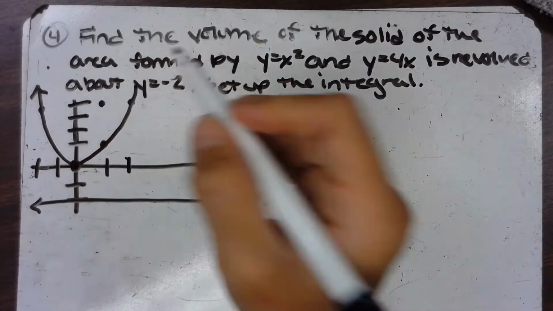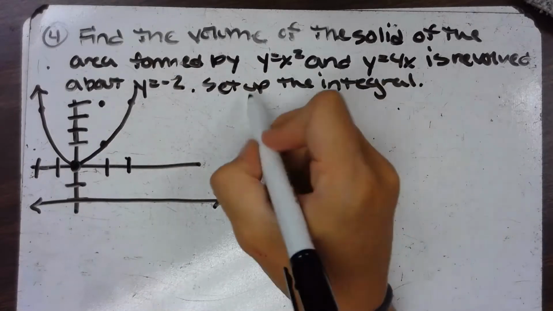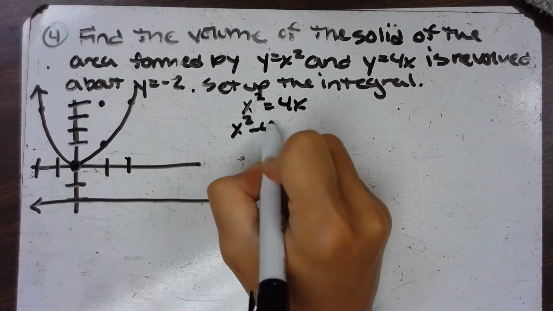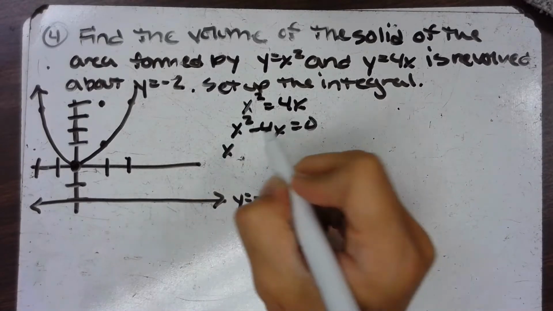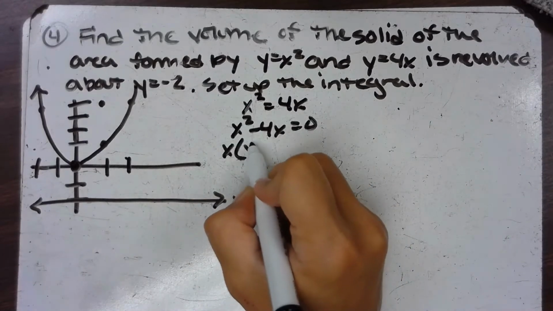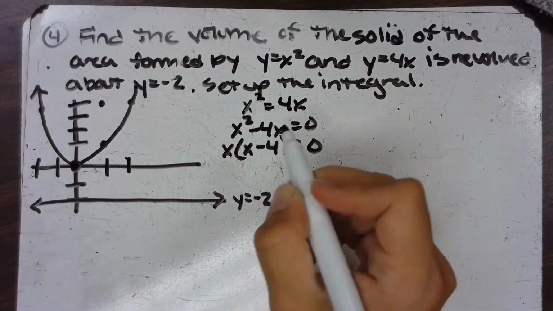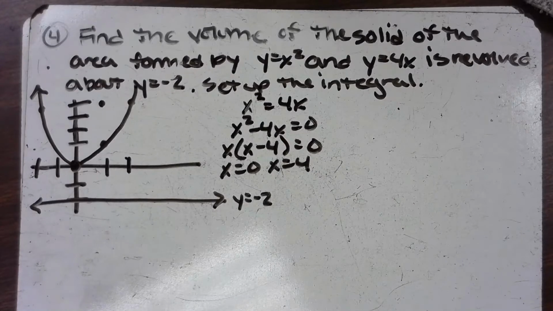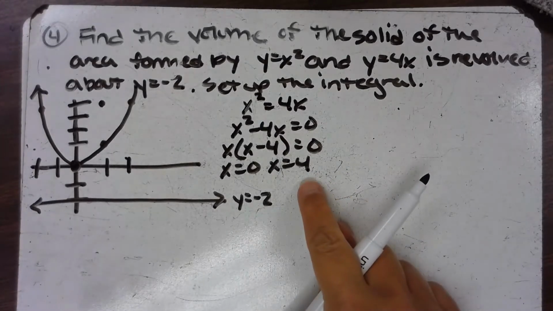All right, and if we want to find the intersection, I might want to just set x squared equal to 4x. So x squared minus 4x equals 0. So x, and then x minus 4. I end up with x equals 0 and x equals 4. All right, so these are going to be my bounds when I set it up.